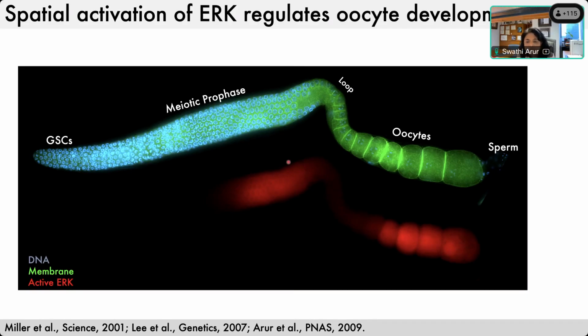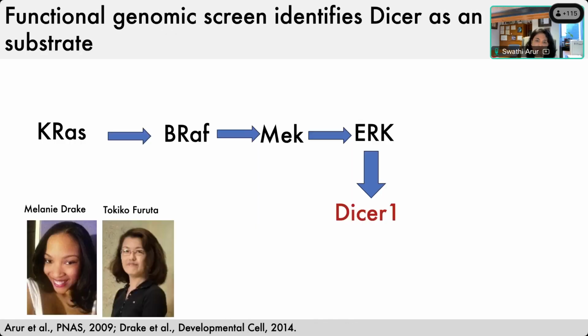So to determine how ERK coordinates the formation of oocytes with maturation and then formation of embryos, I conducted a functional genomic screen, very much like the one that Dave Matus just talked about using RNAi. And then Melanie and Takiko in my lab took these studies forward. So what we discovered was an unexpected substrate. This was almost 10 years ago.